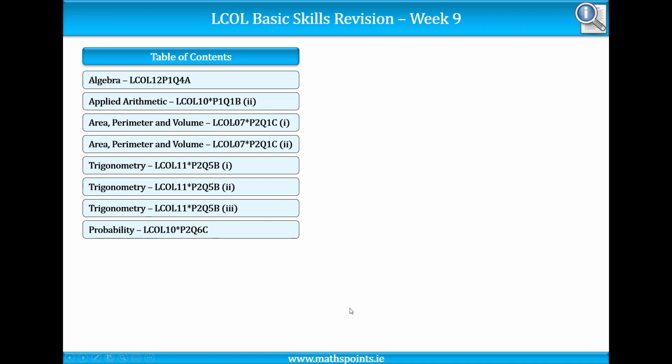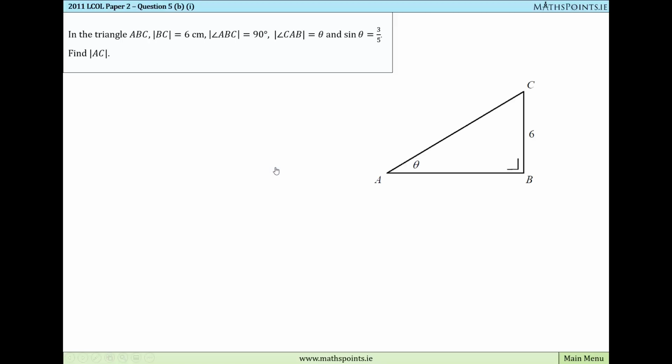So let's take a look at this trigonometry question from the 2011 Leaving Cert Ordinary Level paper. We're given a triangle here, ABC, and told that BC has a length of 6, the angle ABC is 90 degrees, the angle CAB is theta. We've also been told that sine theta is equal to 3 over 5, which tells us the ratios of two of the sides.